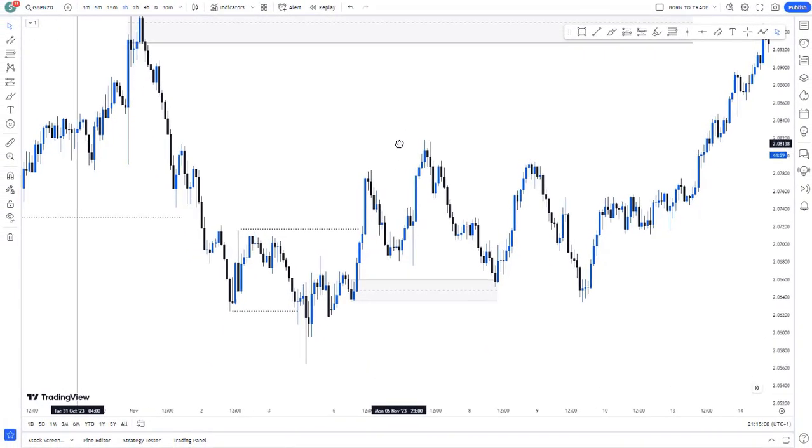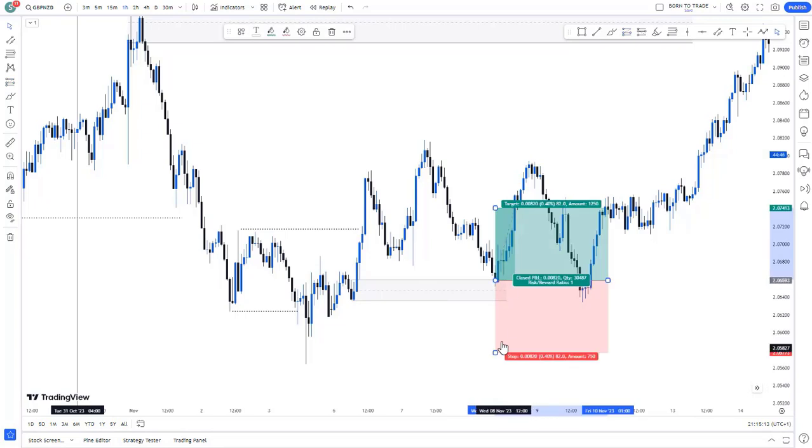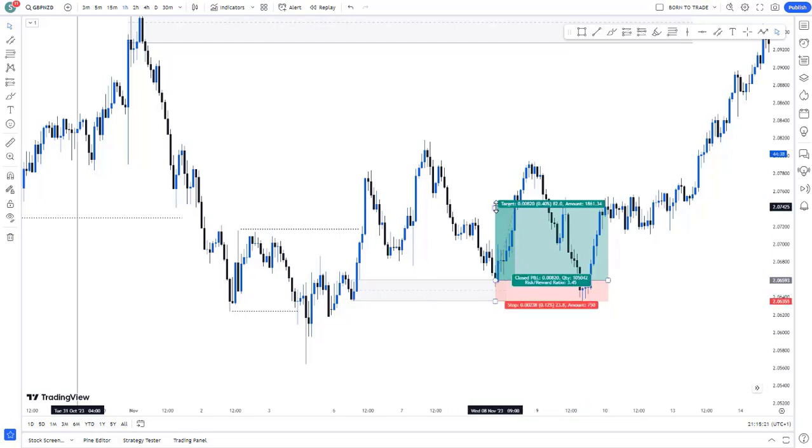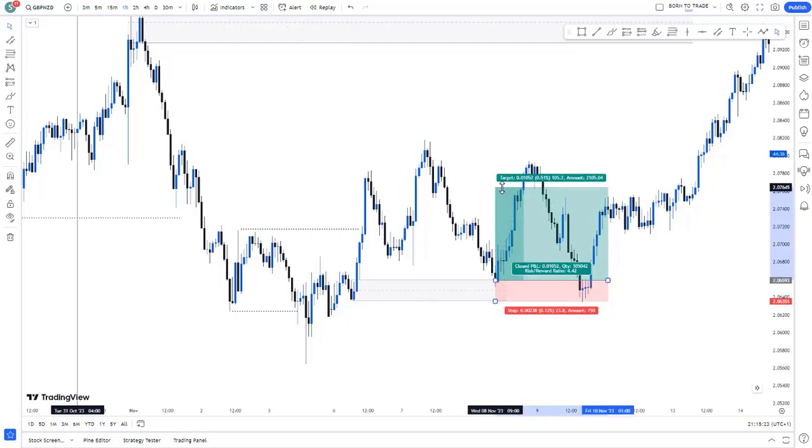Now what you see is that price returns, mitigates this particular zone and rapidly moves to the upside. One thing I loved about this setup, even though I wasn't 100% happy with it, is that at first I had my zone right here, my stop loss below the zone, exactly like this, and the way I trade, I usually go for 1:4.